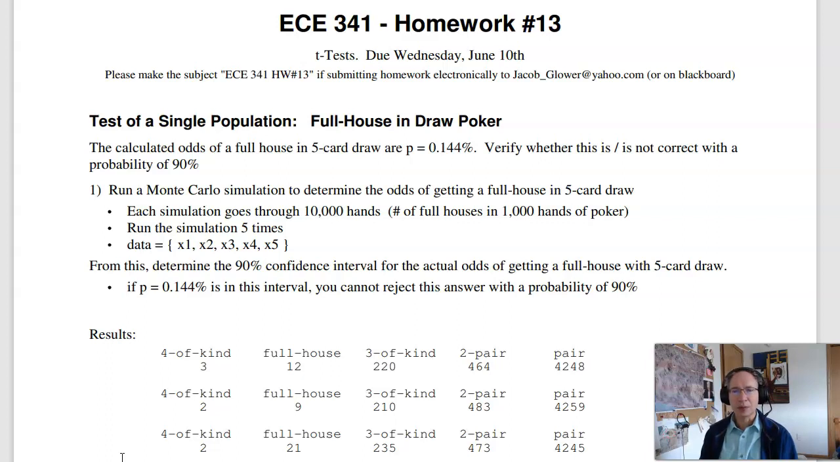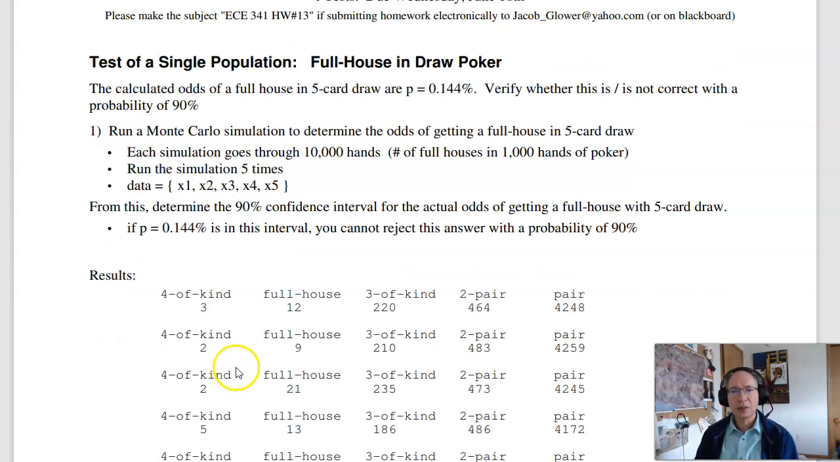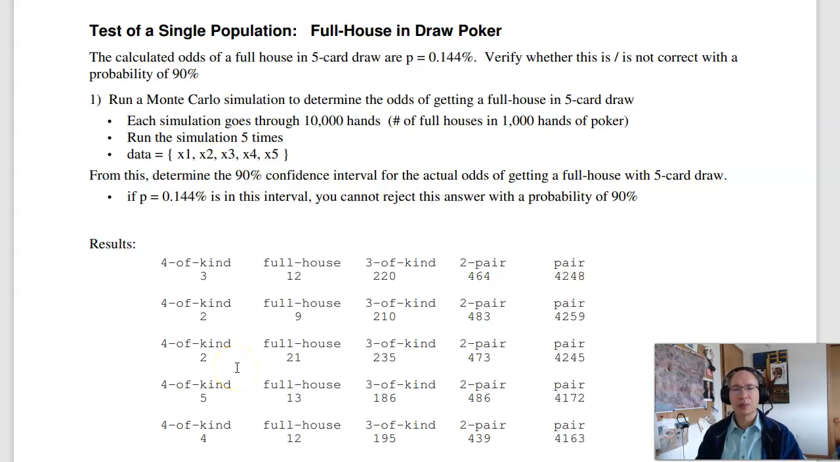The first problem is previously we wrote a Monte Carlo program to play random hands of poker. Using that, estimate the odds of getting a full house. So I set up the program to play 10,000 hands of poker, and count how many times they get a full house.